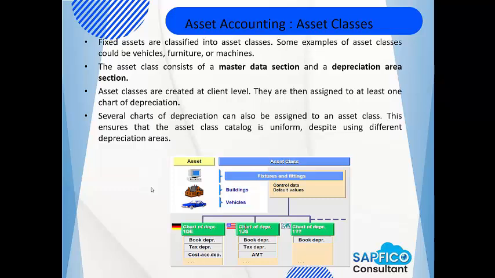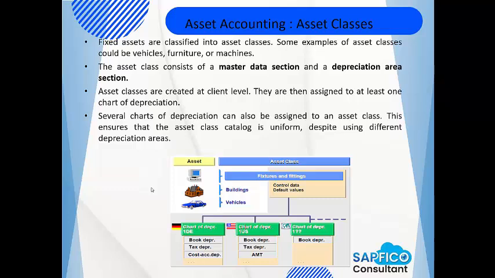So, asset classes. Underneath asset classes, the asset masters are created. Under the asset class, an asset master is created. An asset class is basically an object created at client level. They are then assigned to at least one chart of depreciation. Several charts of depreciation can also be assigned to an asset class.